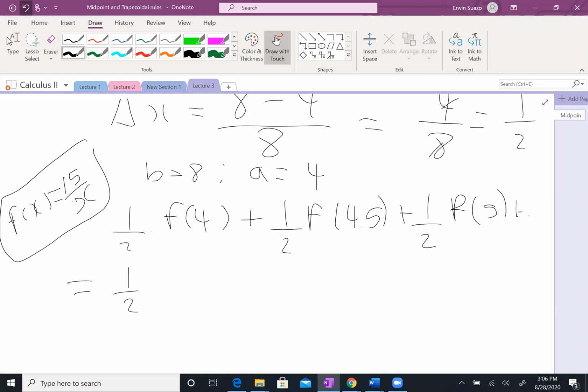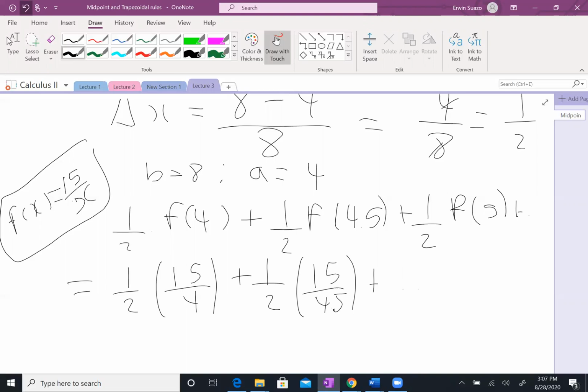It's 3.75. Well, let me write it without division. What will I write? 15 over 4. Plus 1/2. Then the next, F of 4.5. 15 over 4.5. And so on.